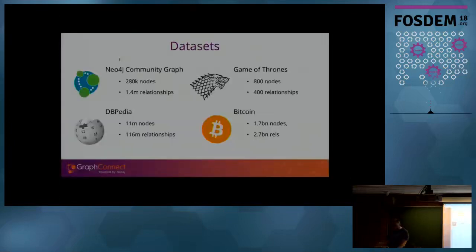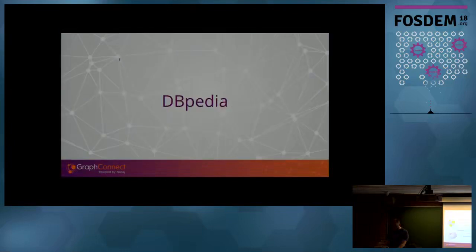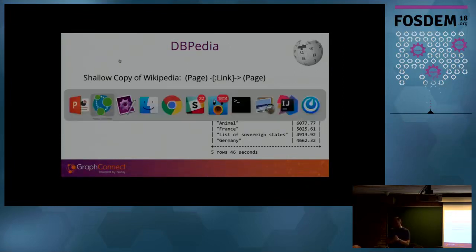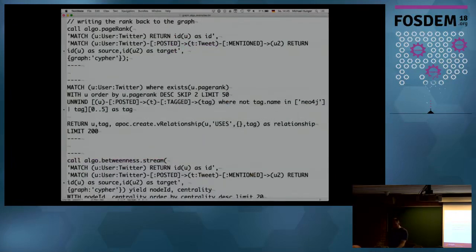My next example is DBpedia. So I mentioned before, DBpedia is a data set of 11 million nodes and 116 million links between pages. And we can just run some algorithms on top of that.